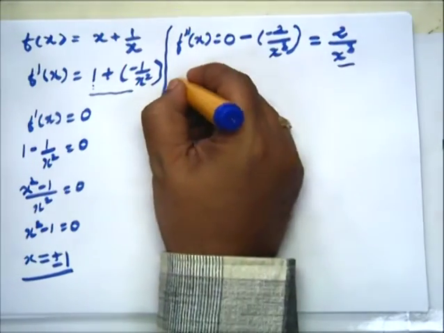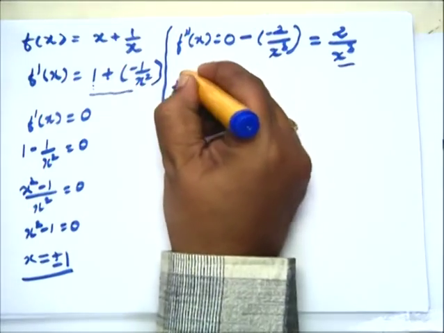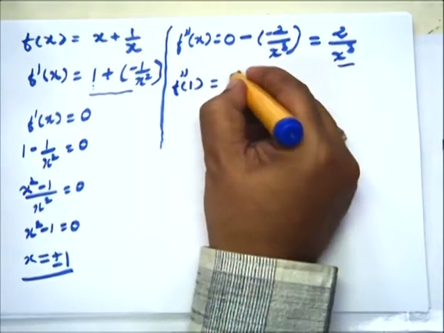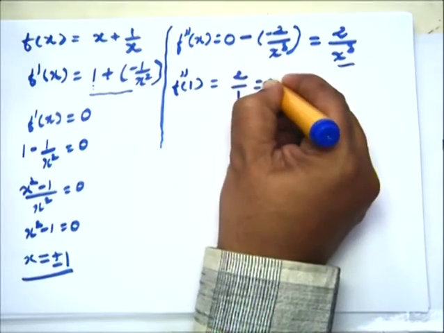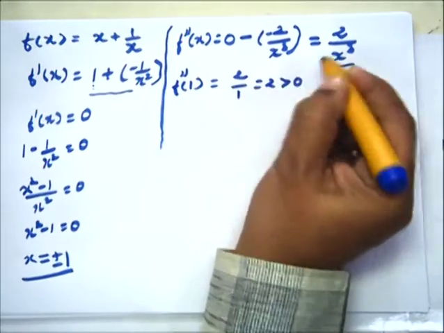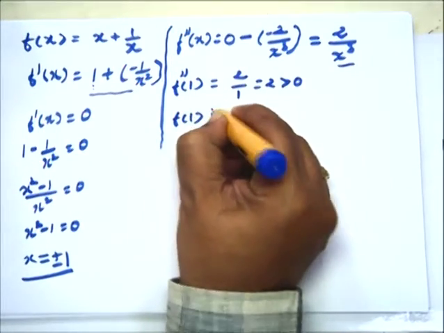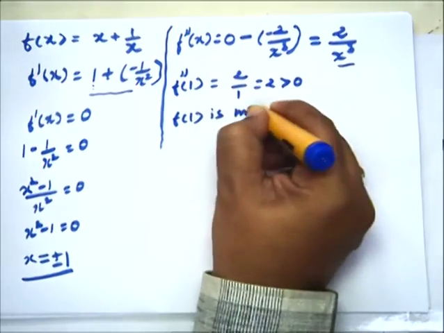Now let us find the value of f double dash at 1. So it is 2 upon 1, which is 2, which is greater than 0. So f(1) is minimum.